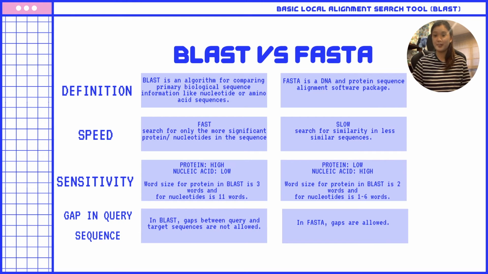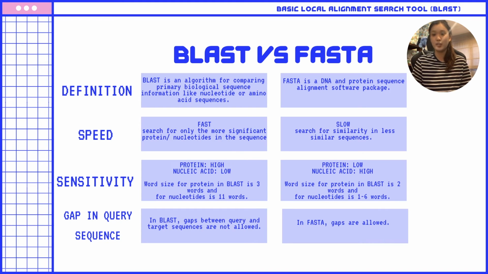First, both of them are algorithms that are used to compare primary biological sequences like nucleotide or amino-acid sequences. In terms of speed, BLAST is faster compared to FASTA because BLAST is used to search for more similar nucleotide and protein sequences, while FASTA is used to search for similarity in less similar sequences. However, the accuracy of FASTA and BLAST tends to be different for protein and nucleic acid. For protein alignment, the accuracy of BLAST is higher than FASTA, while for nucleic acid, FASTA is more accurate than BLAST. It is because of the word size.